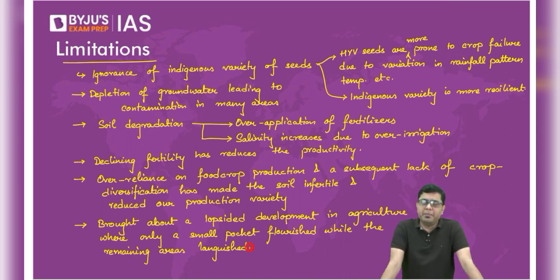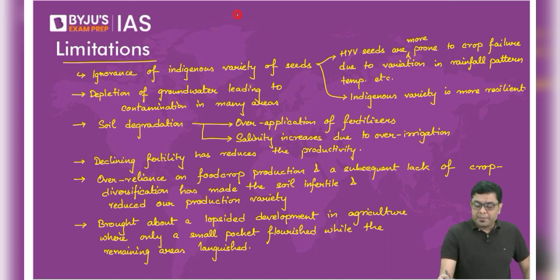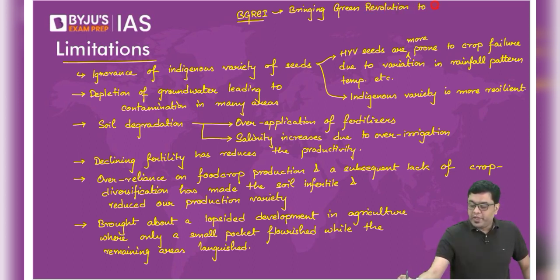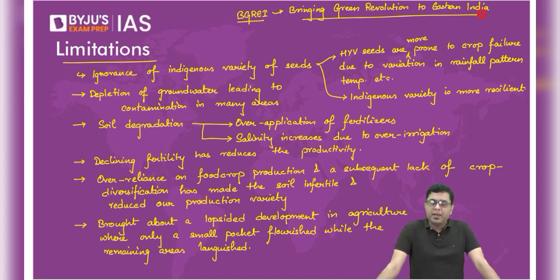That is why, under the prime ministership of Dr. Manmohan Singh, the government of India decided to bring forward these learnings, limitations and drawbacks, and implement the Green Revolution in the hitherto ignored areas. So that program was named BGREI, which has been pushed forward by the present government as well. That is BGREI, bringing Green Revolution to Eastern India. This is something which is happening, which has to happen.